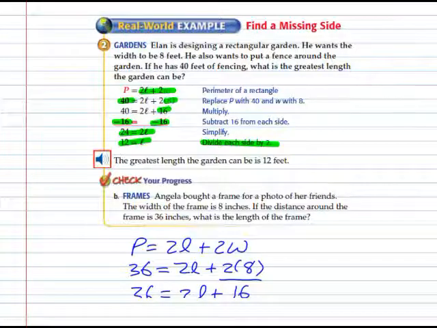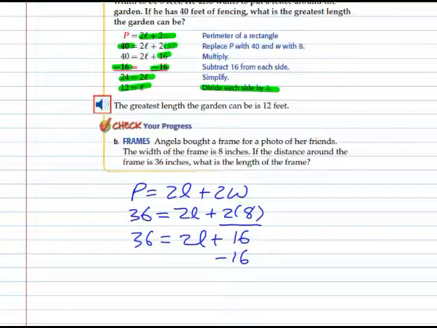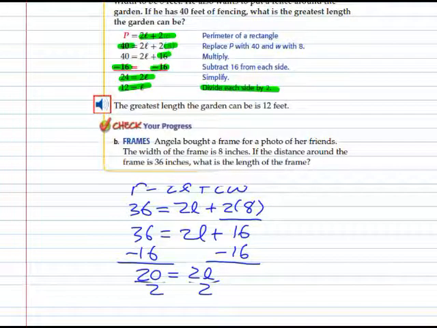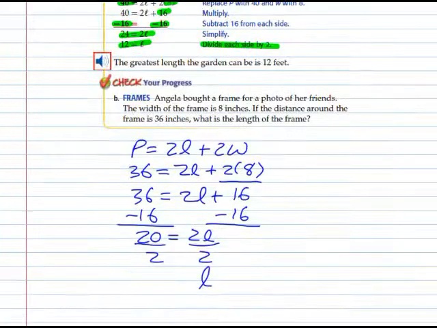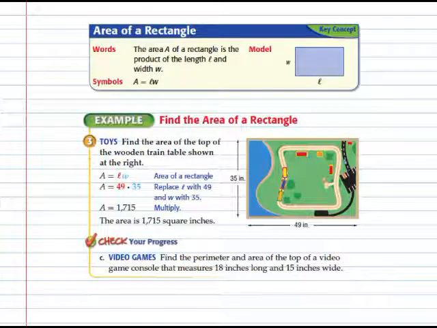So we multiply 2 times 8, we get 16. 36 equals 2 times the length plus 16. We subtract 16 from both sides of our equation. We get 20 equals 2L. We divide both sides of our equation by 2, and we get a length of 10 inches.